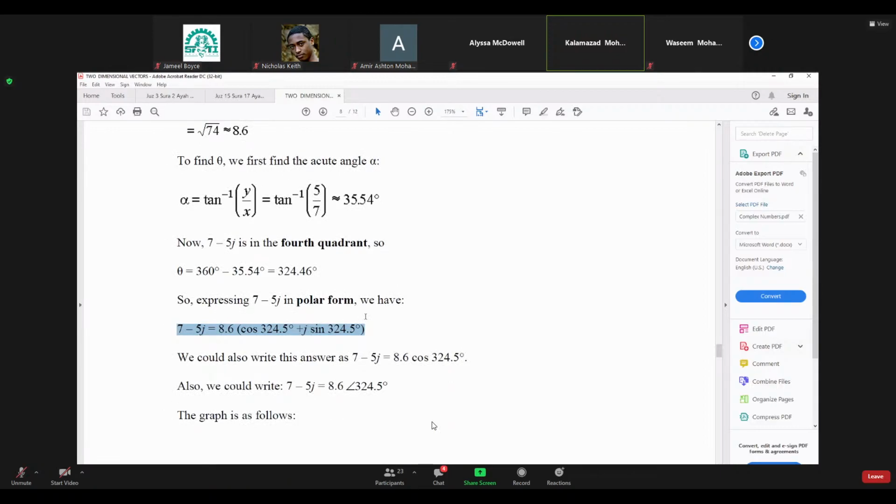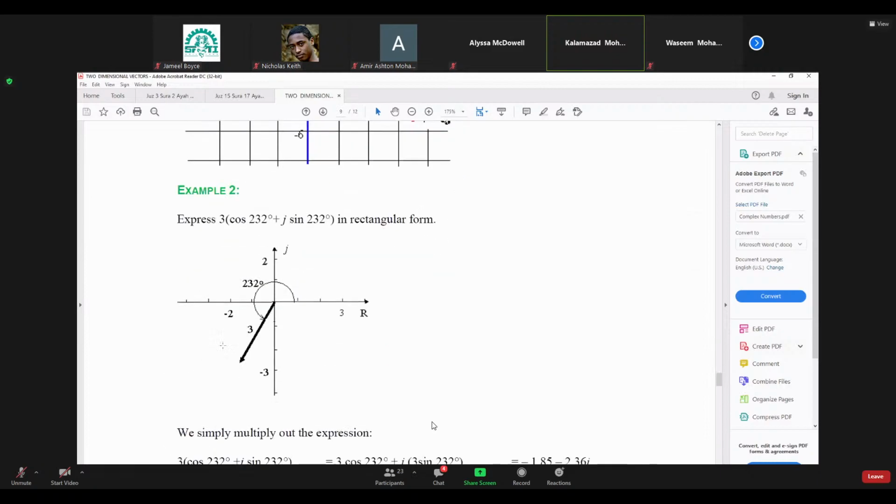5 divided by 7 equals that. Tan inverse 35.5. And then we go down to 8.6 multiplied by 324.5 cosine, which will give us 7, and 8.6 multiplied by 324.5 sine will give us -5. Okay, all right, so that's correct.